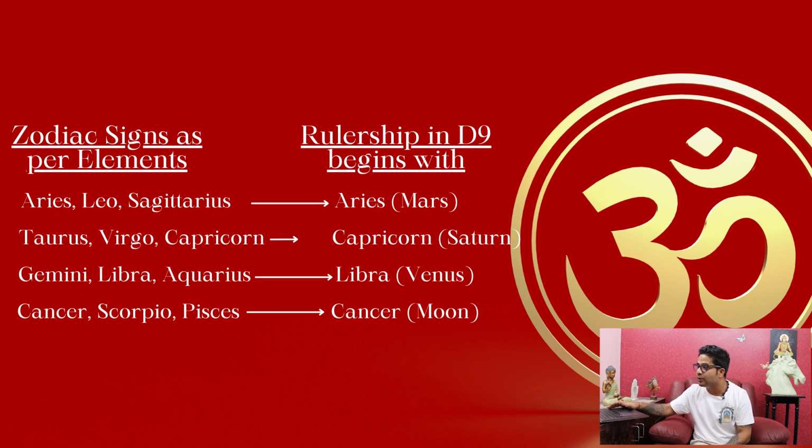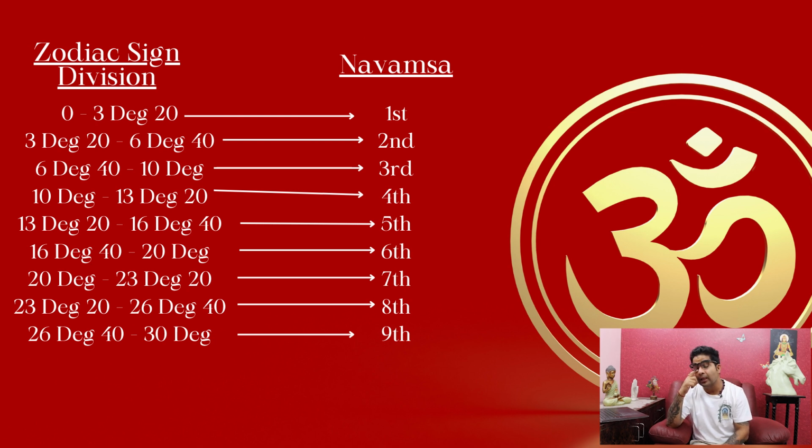Now guys, the slide number 2. Over here, let's look at the division within the zodiac sign, to see which Navamsa Pada we are talking about. As you can see, we have to make 9 equal parts of 3 degree 20 minutes each. So 0 to 3 degree 20 minutes is the first Navamsa Pada. 3 degree 20 minutes to 6 degree 40 minutes is the second Navamsa Pada, and 20 degree to 23 degree 20 minutes is the seventh Navamsa Pada, and so on.